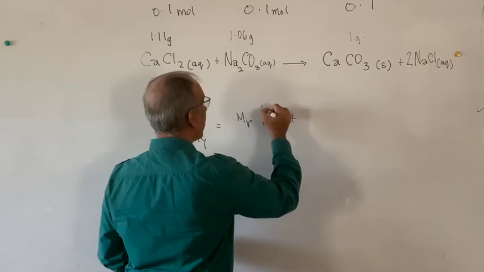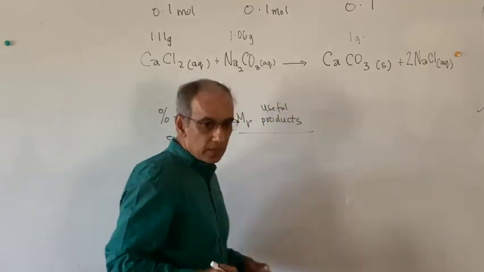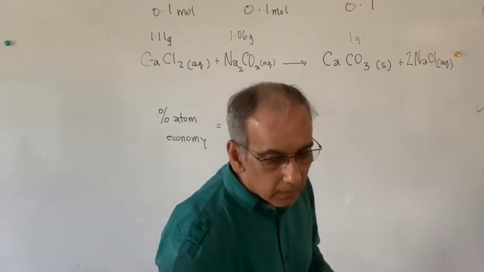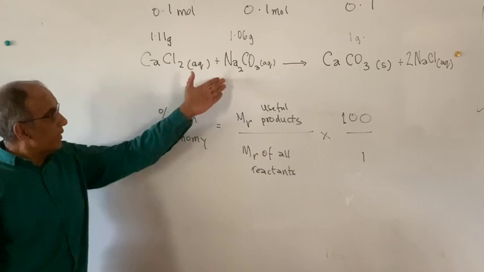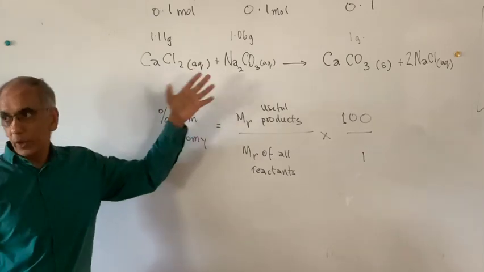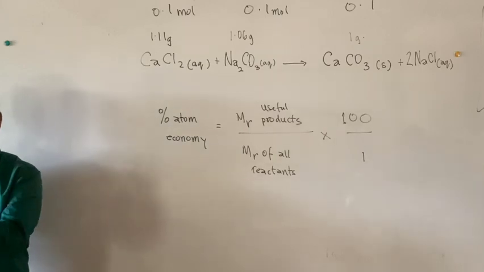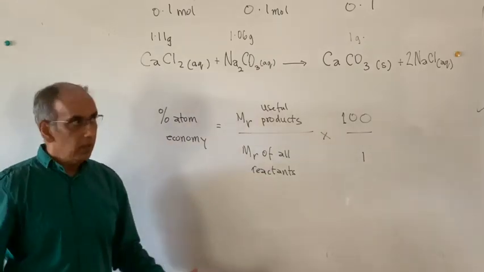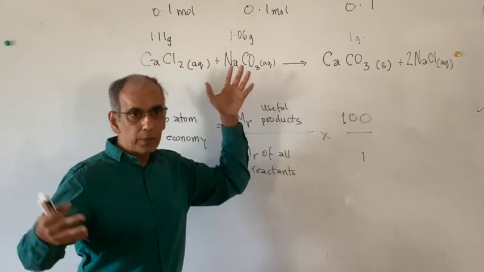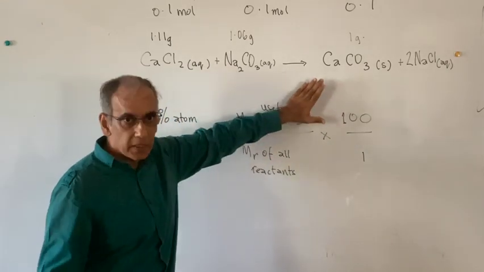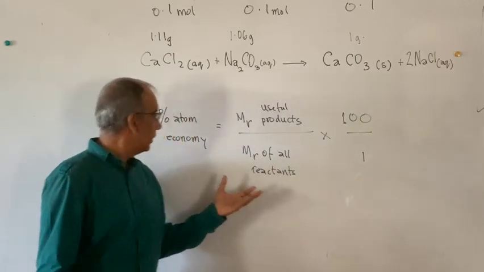Call it useful products divided by the molar mass of all products, of all reactants. And we multiply that by 100. For this experiment here, what is the useful product? If our goal was to manufacture calcium carbonate or to make chalk. By the way, this is not how people actually would be making chalk, right? But if our goal was to make chalk with this experiment here, what would be our atom economy?